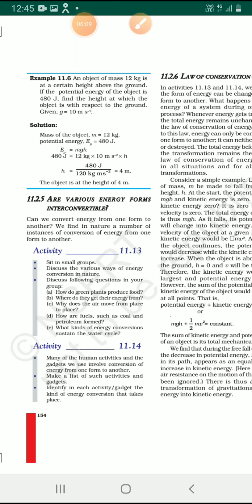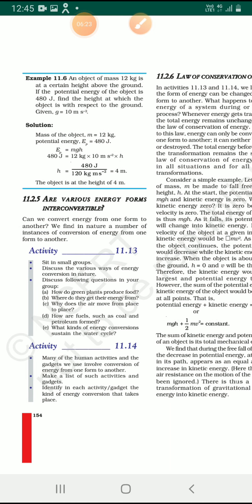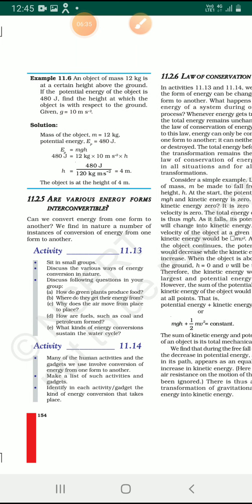Okay, there's a small activity given. Sit in a small group and discuss the various ways of energy conversion in nature. Discuss the following questions in your group. So what are the questions? How do green plants produce food? We know that plants produce food by photosynthesis. Photosynthesis is a process wherein sun energy is converted into food.